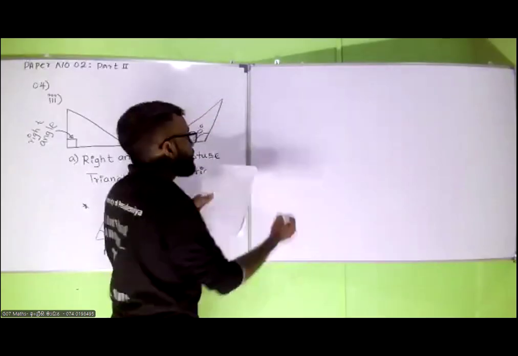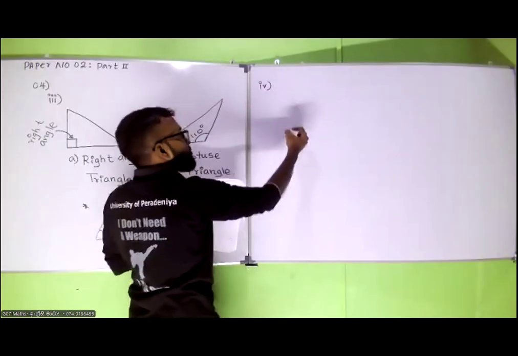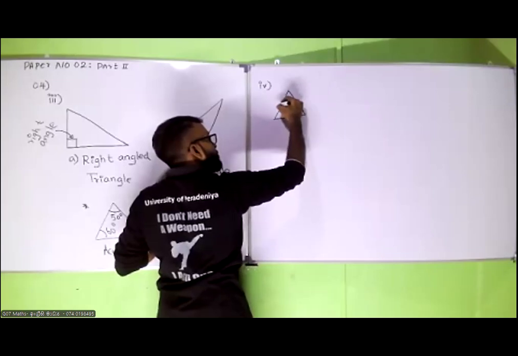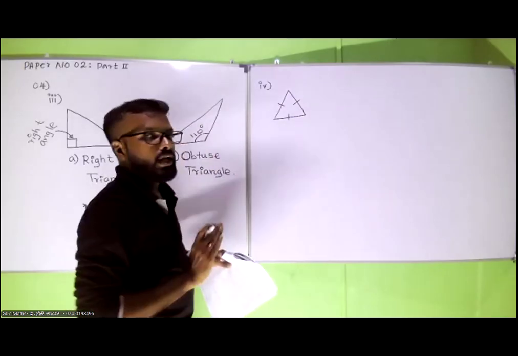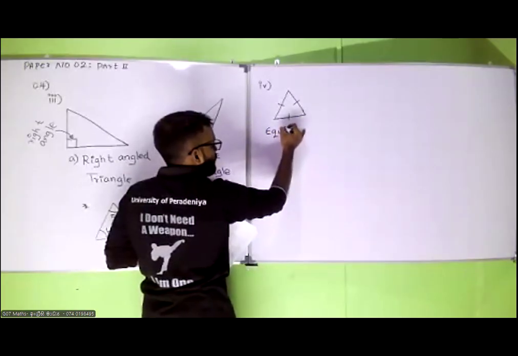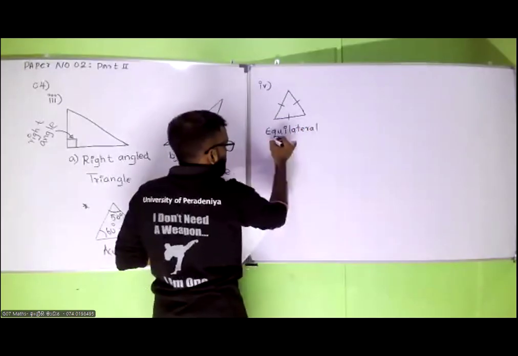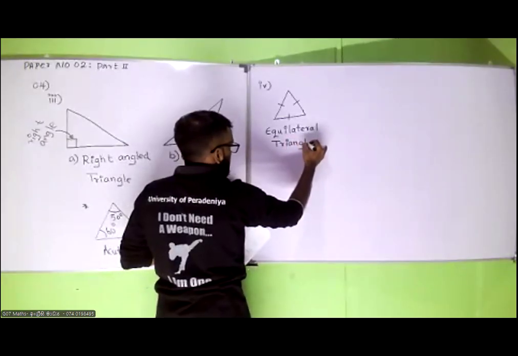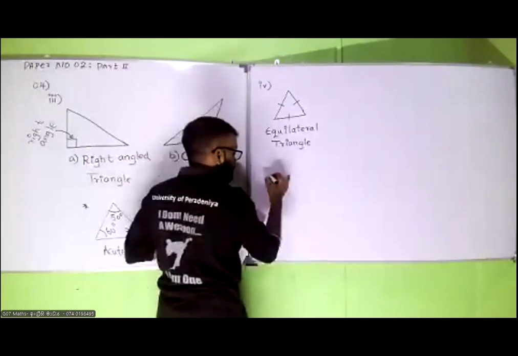So let's see. This is a triangle. All sides are equal. This side equals this side equals this side. All the three sides are equal, so we are calling that an equilateral triangle. Keep that in your mind.